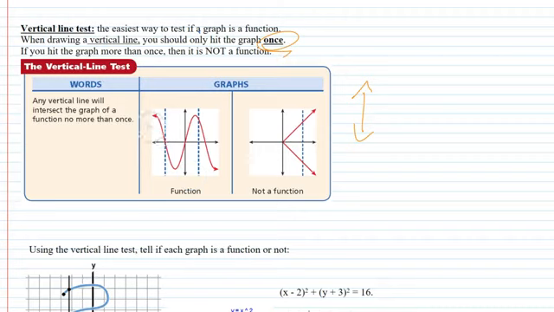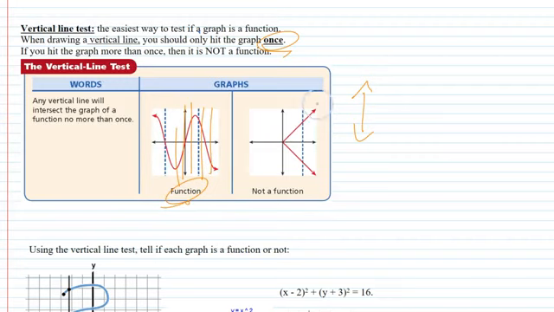Now here's the example. They have a sine wave and they drew the dashed vertical lines to test it. So they drew 2 just to be safe. At no point when I draw a vertical line will I hit the graph twice. So we know it's a function.